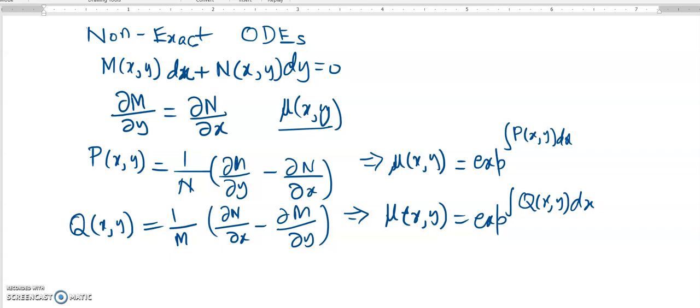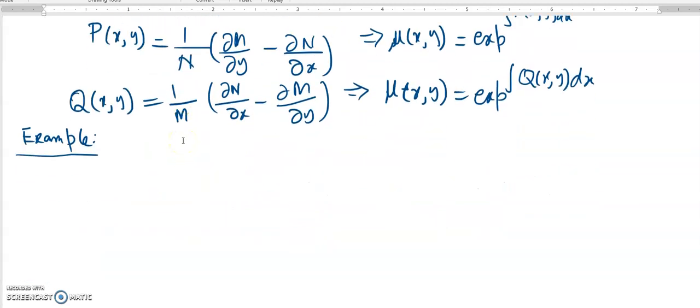Once we find mu, we multiply the equation by mu, and the remaining procedure is the same as for the exact equation, because after multiplying by mu, this original ordinary differential equation becomes exact. So let's do it with the help of one example. Let me write down the example over here.